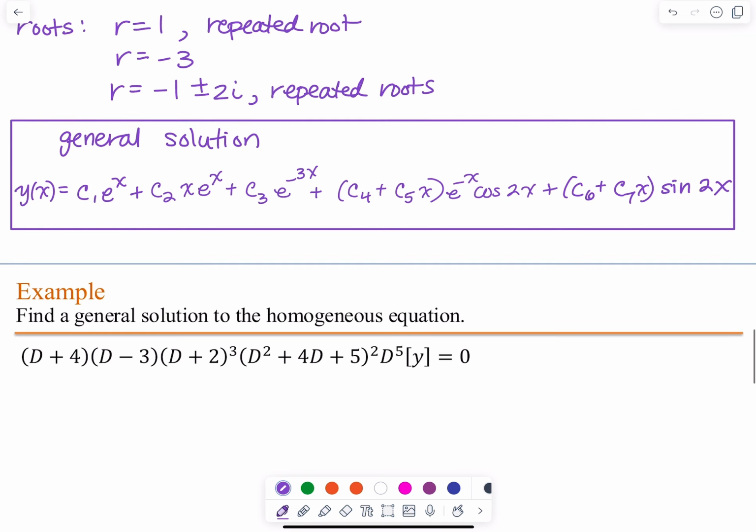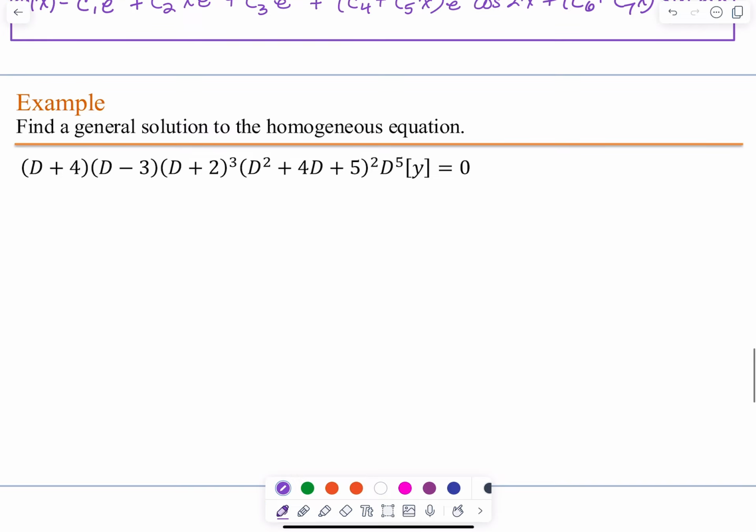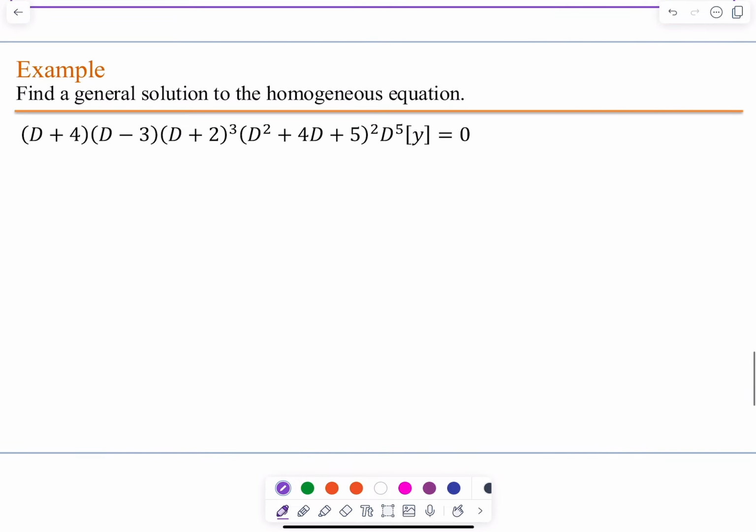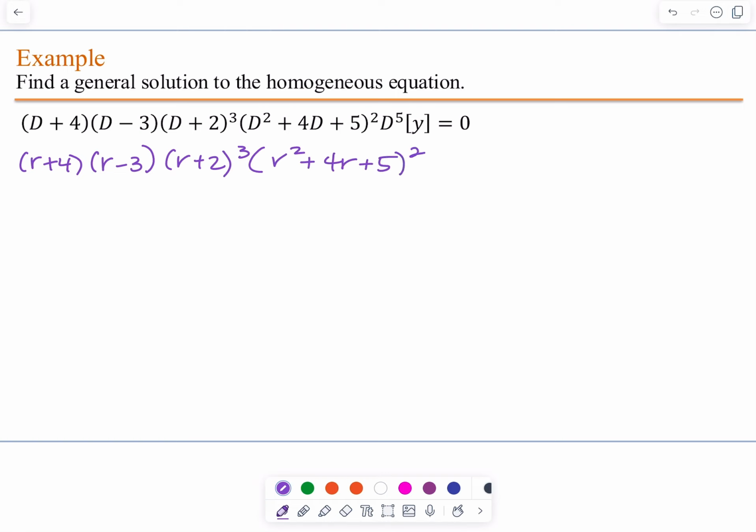Let's take a look at our next example. Find a general solution to the homogeneous equation. We can see that we have our operator notation, and we can write our auxiliary equation as r plus 4 multiplied by r minus 3, r plus 2 cubed, r squared plus 4r plus 5, and that is squared, multiplied by r to the 5th, we can't forget about that, is equal to 0.